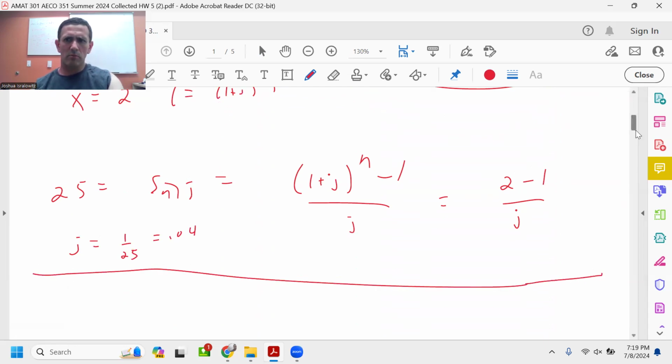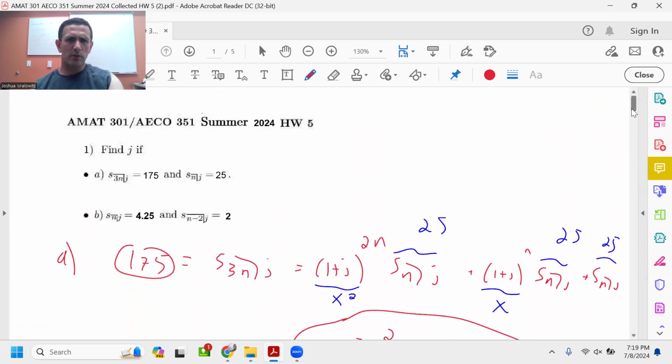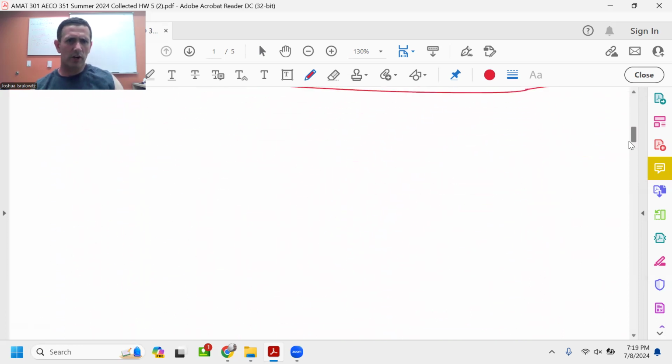All right, so B, similarly use the formula. Gotta use quadratic formula, but that's fine. So 4.25 is SMJ. And if you forget this formula, you could just draw a time diagram, break it up. It's not really three annuities, but just do the n-2 payments, and then do the last two payments literally separately.